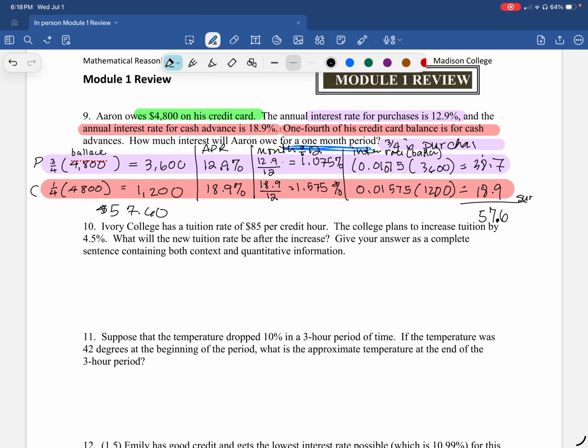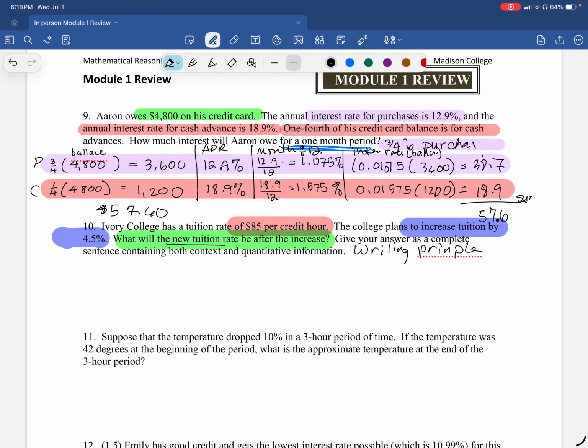Ivory College has a tuition rate of $850 per credit hour. The college plans to increase tuition by 4.5%. What will the new tuition be? Give your answer as a complete sentence containing both context and quantitative information. Ooh, writing principle.